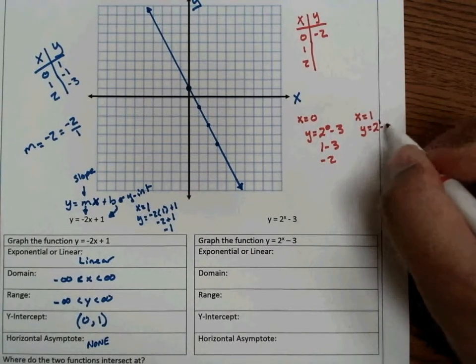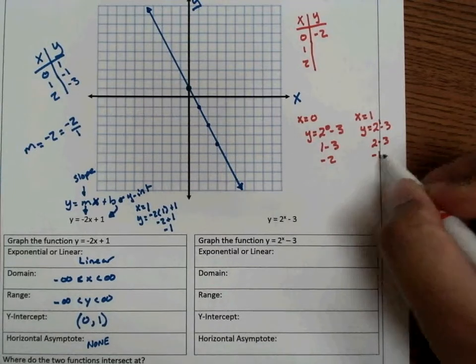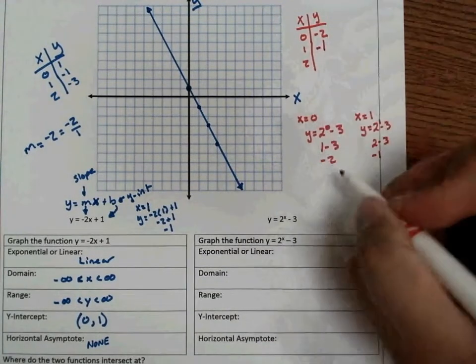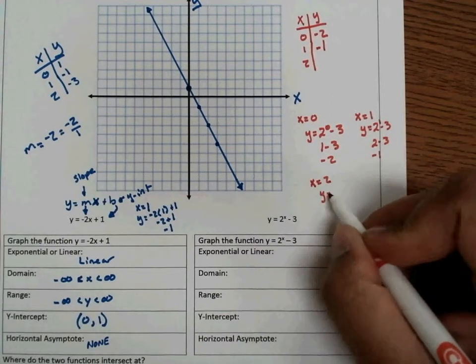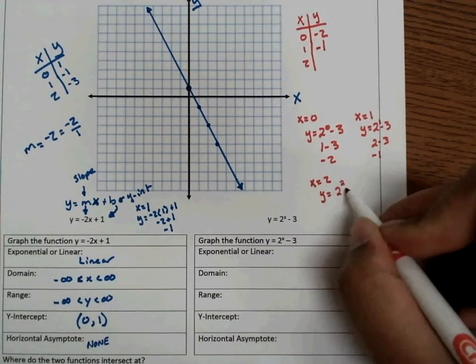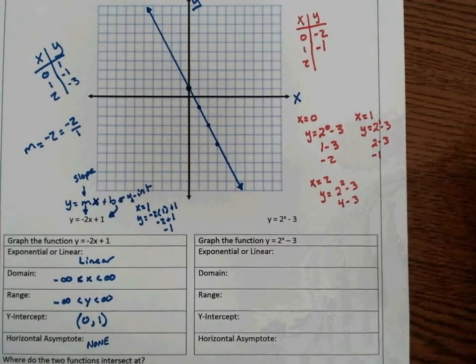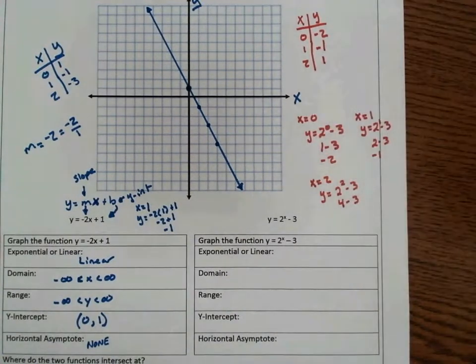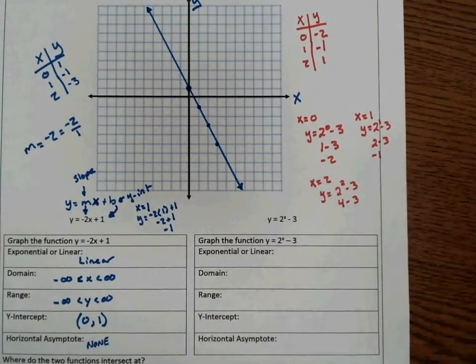This is 2 to the first minus 3. So we get 2 minus 3, and 2 minus 3 is negative 1. And then we have our last one where we have x is equal to 2. So we have y is equal to 2 squared minus 3, and that's going to be 4 minus 3, which is just 1. And so let's go and fill out this part, and then we'll go back and plot our points.